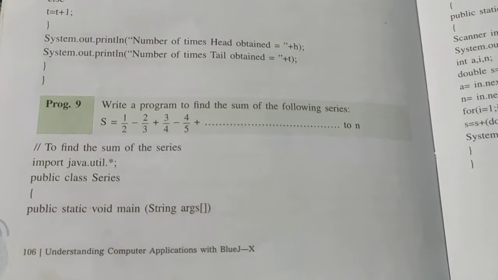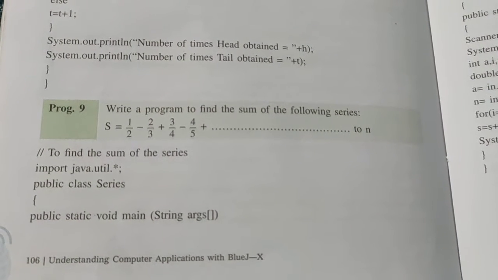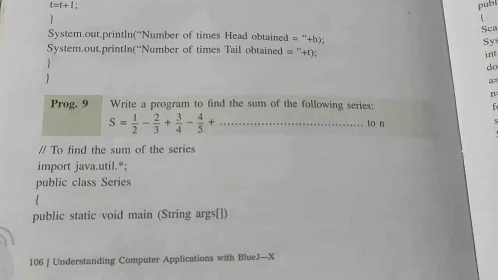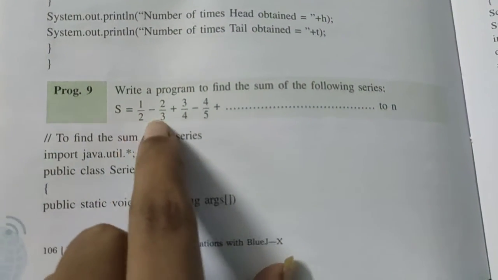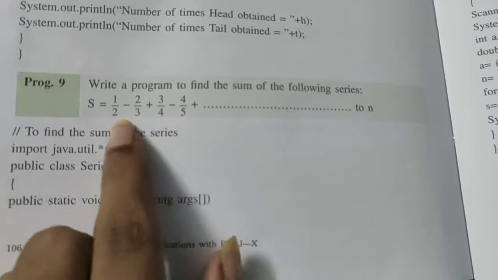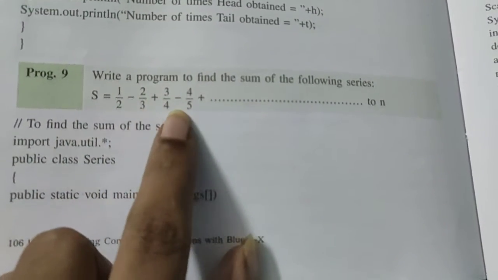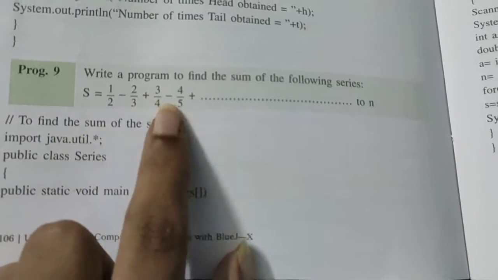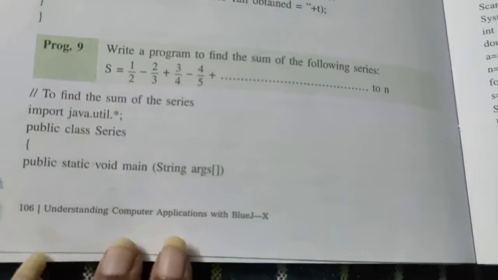Hello students, now we will see sample program 9. In this they have asked the sum of this series: 1 by 2 minus 2 by 3 plus 3 by 4 minus 4 by 5. See, positive number, negative number, positive number, negative number. That is, addition and subtraction are coming alternatively.